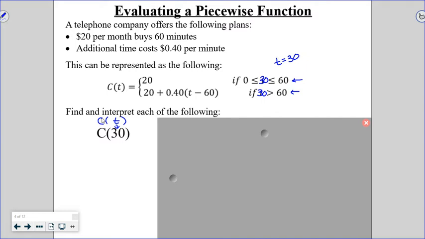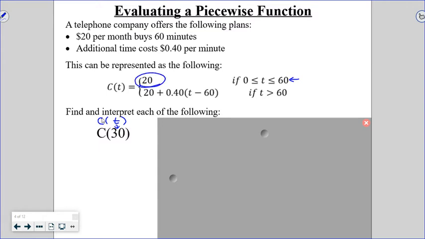Is 0 less than 30 less than 60? Yeah. Glance at the other one. Is 30 bigger than 60? No. Okay, so it would only work in one of the inequalities ever. It'll never fit into more than one of those. Whichever one it fits into tells me which function I'm going to plug that into.